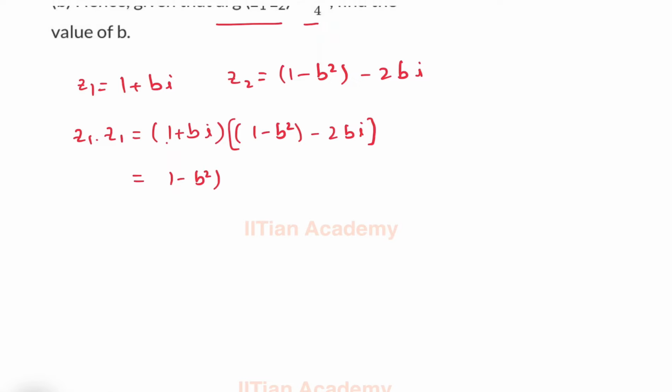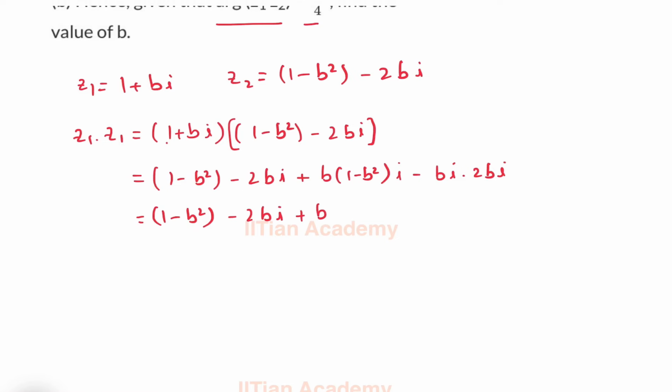On multiplying this, when we multiply 1 by this, it is 1 minus b square minus 2bi, and when we multiply by bi, this will be plus b into 1 minus b square into i, minus bi into 2bi. So 1 minus b square minus 2bi plus bi minus b cube i minus 2b square i square, and i square would be minus 1, so this is plus 2b square.